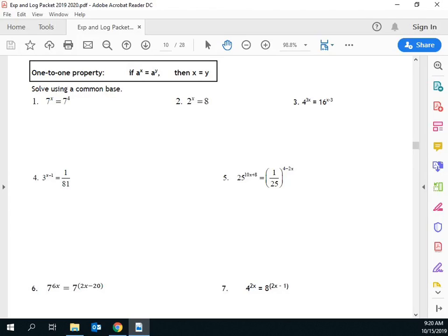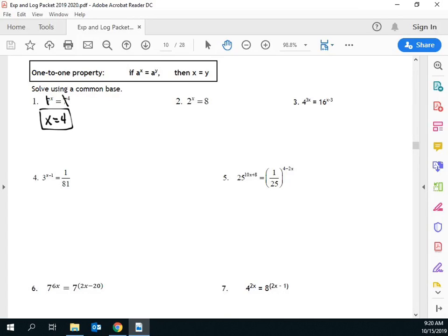So if you look at the first one, 7 to the x equals 7 to the 4th. Well, 7 and 7 are common. Do y'all agree? Basically what happens, guys, is they go away and you're just left with the equation x equals 4, and you're done. Which should make sense: what power do I need to raise 7 to in order for it to equal 7 to the 4th power? 4, right? That's an easy example just to see how that works.